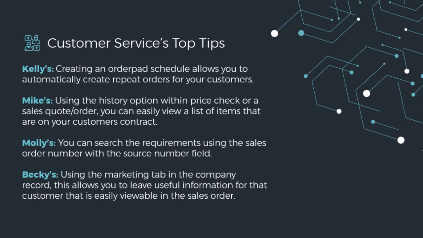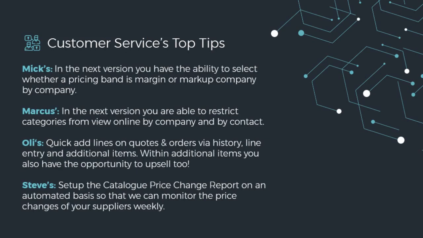Becky's was about using the marketing tab in the company record, basically allowing information about that company to be easily viewable within the sales order. A good use of that is they don't like a specific brand, so try not to sell them that brand. The last couple of tips. Mix was something for the new version, which is having the ability to select whether a pricing band is margin, markup or discount company by company. So that is coming in the next release.